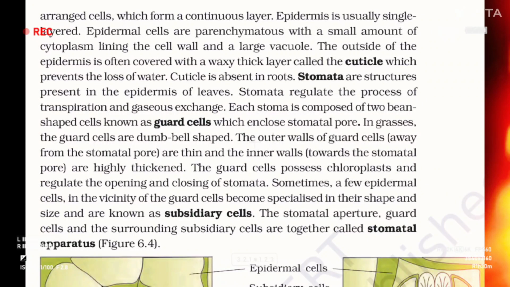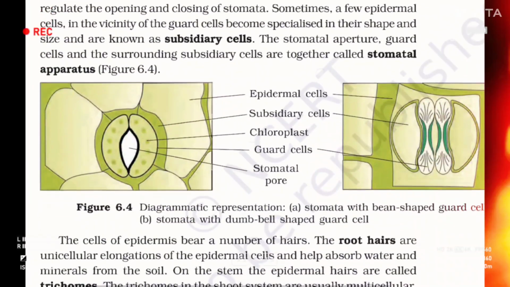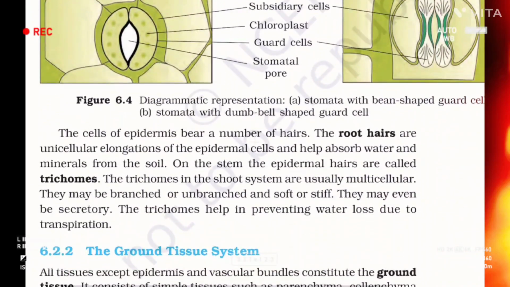Sometimes a few epidermal cells in the vicinity of the guard cells become specialized in their shape and size and are known as subsidiary cells. The stomatal aperture, guard cells, and surrounding subsidiary cells are together called the stomatal apparatus. The cells of epidermis bear a number of hairs. The root hairs are a unicellular elongation of the epidermal cell and help absorb water and minerals from the soil.